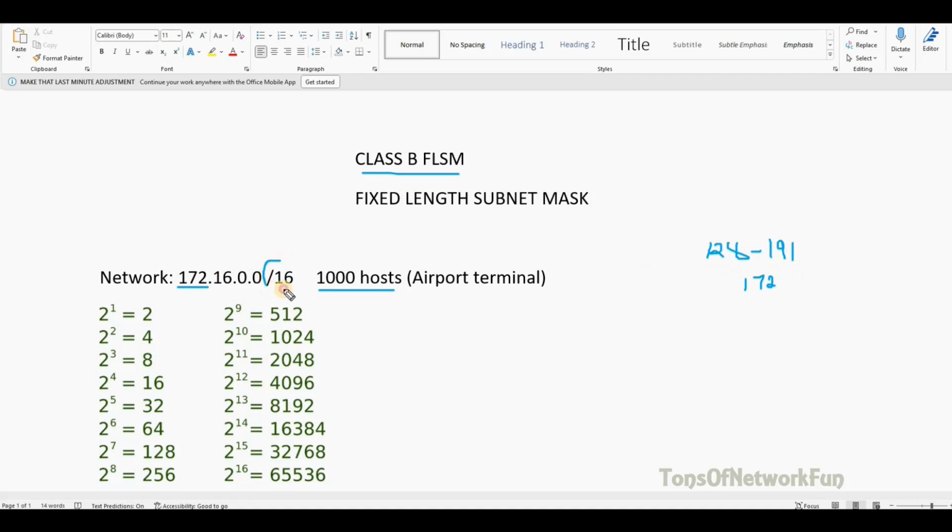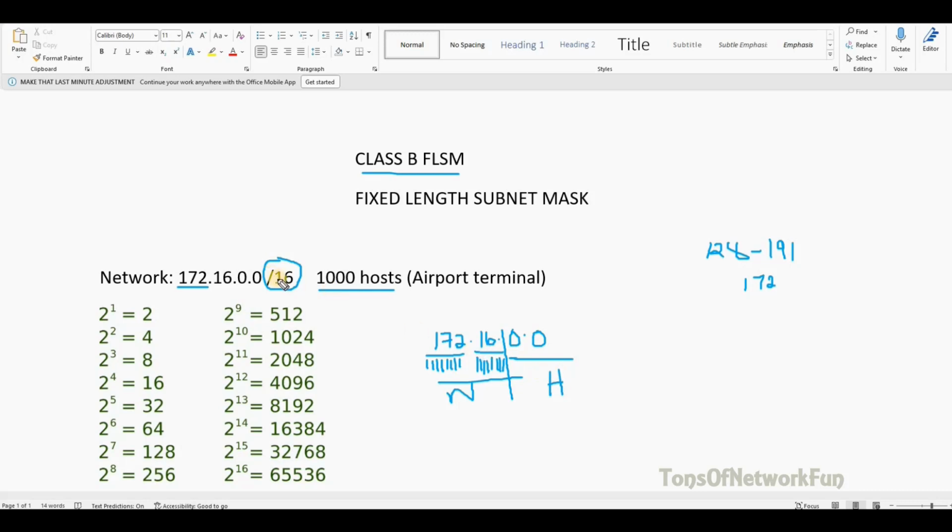Now you see this /16. What is this? This is representing the network bits of this IP address. So what I mean by that is, if I write it down like this, 172.16.0.0, we know that each octet has 8 bits. Under 172, 8 bits, under 16, 8 bits. So /16 means the first two octets are the network part, and the last two octets are the host part. Understood? So 172.16, this much is the network part, and the last two are the host part.